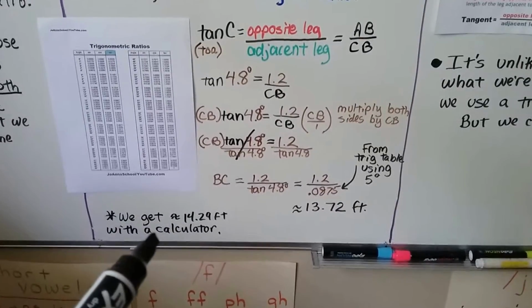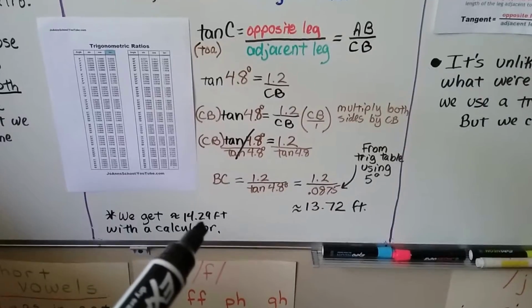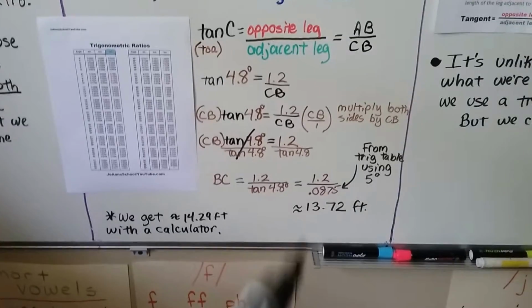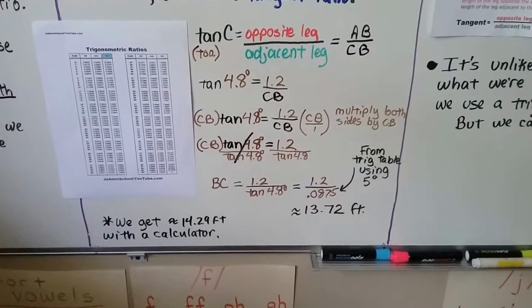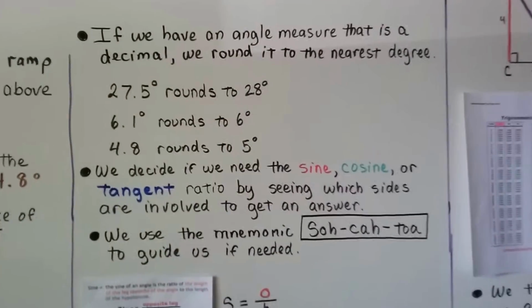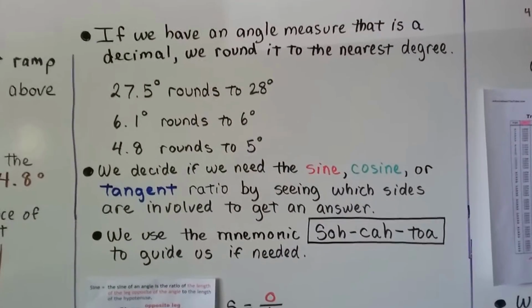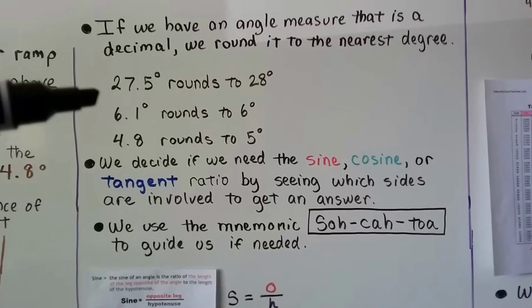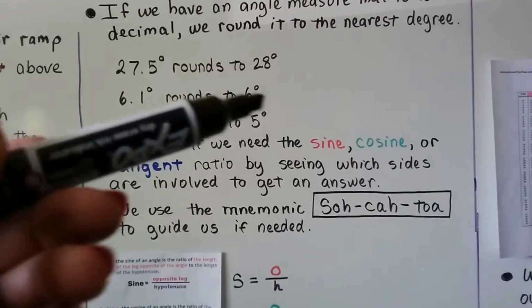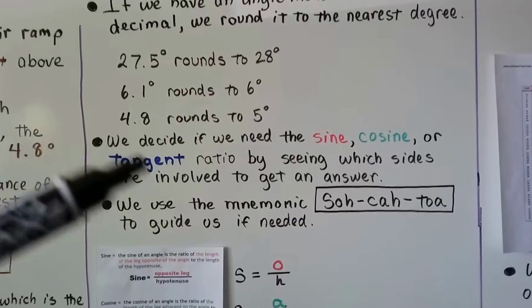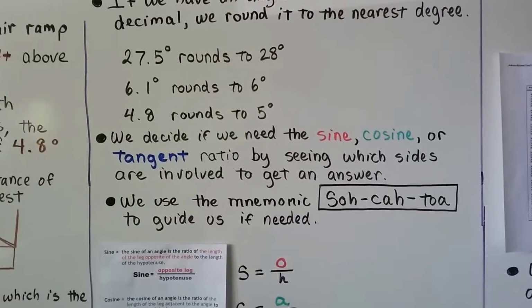In the last video, when we used the calculator, it was 14.29. So we're not exact because we rounded to 5 degrees, but that's okay. We came pretty close, all right? If we have an angle measure that is a decimal, we round it to the nearest degree. So the 27.5 degrees would round to 28, 6.1 rounds to 6, and our 4.8 rounds to 5 degrees.